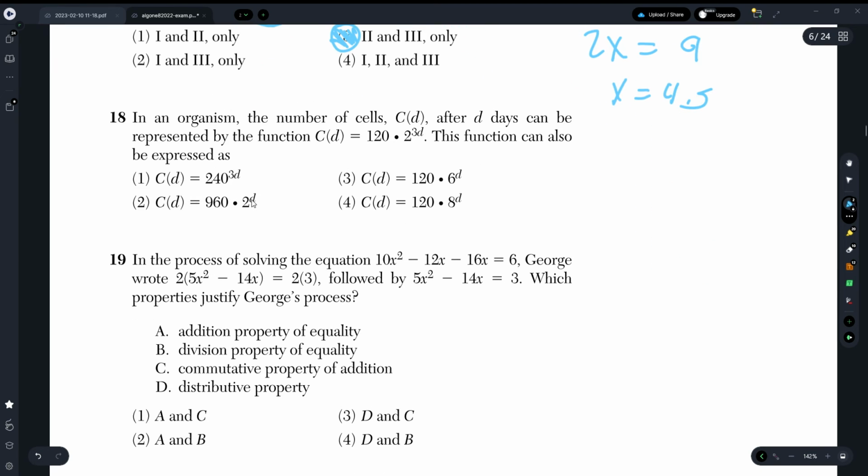Moving on to 18. In an organism, the number of cells C of D after D days can be represented by the function C of D is equal to 120 times 2 to the power of 3D. This function can also be expressed as which of the following?